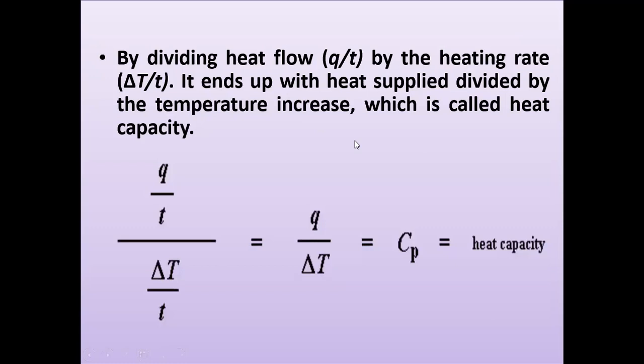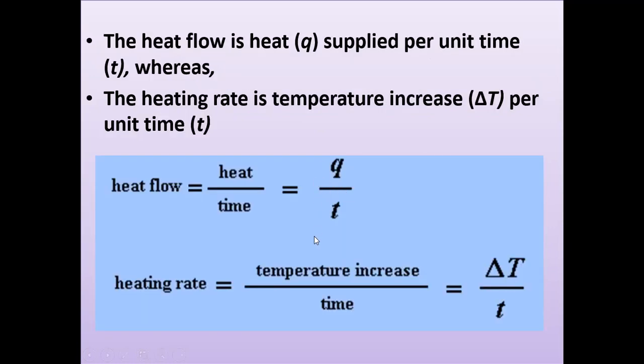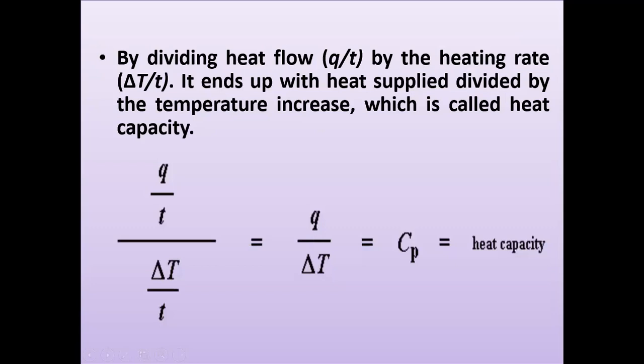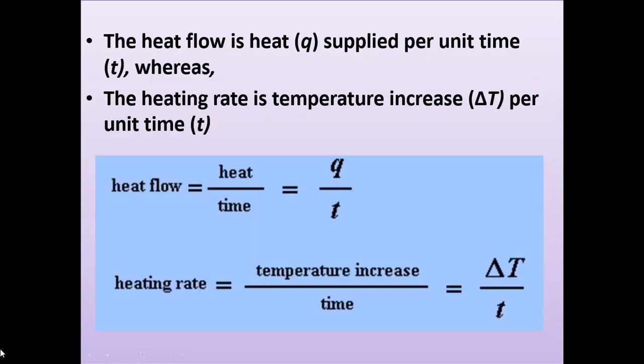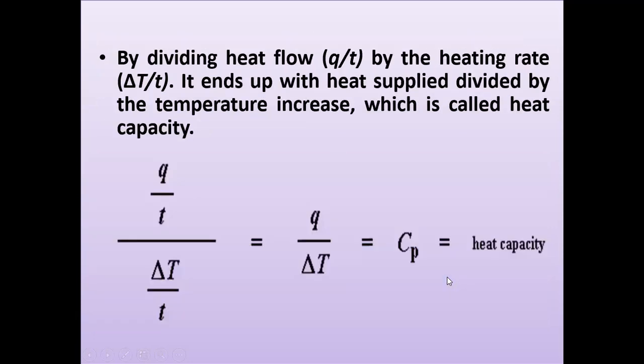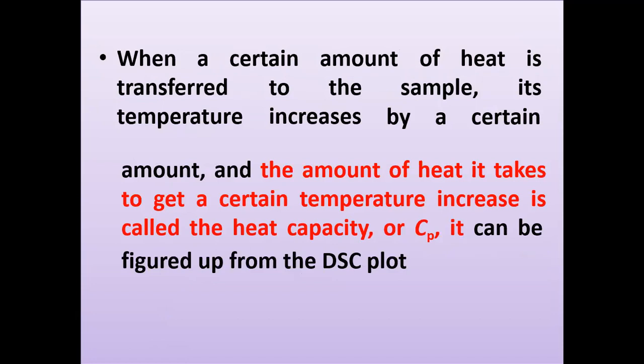If you divide this heat flow by the heating rate, you can calculate the heat capacity. Heat flow is nothing but heat by time, and heating rate is nothing but temperature increase by time. So if you know both the heat flow and heating rate, this is how we can calculate the heat capacity. In this equation, both the t cancel and we get Q by delta T. So by this we can calculate the heat capacity. Okay, so we will stop here.